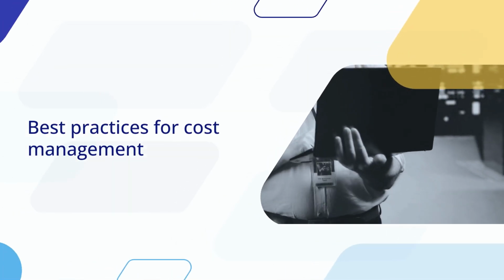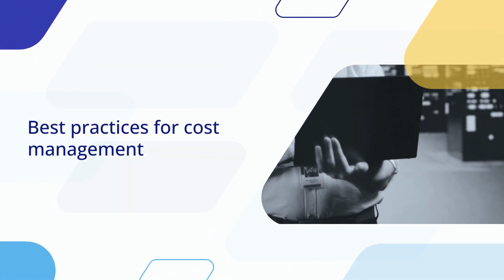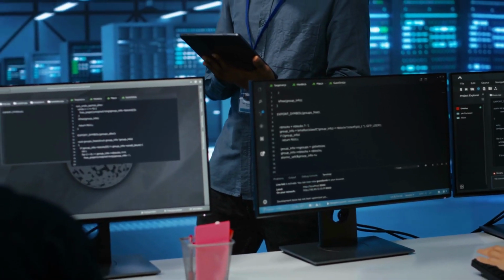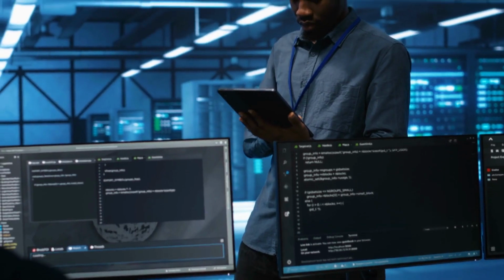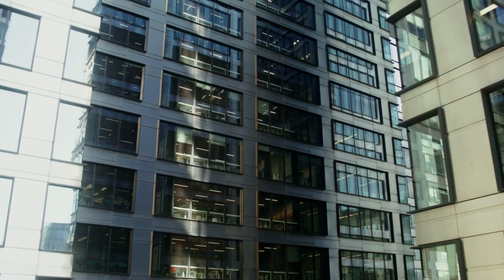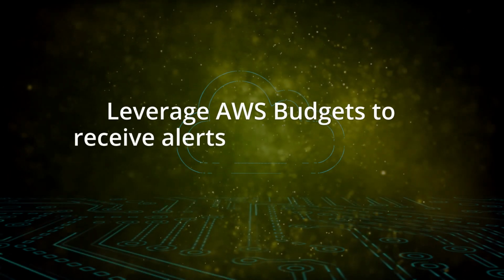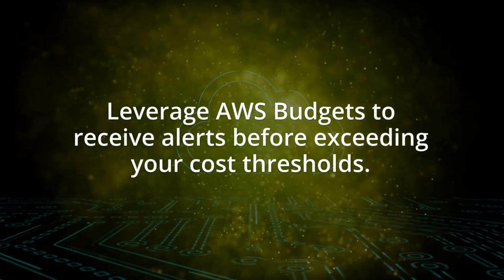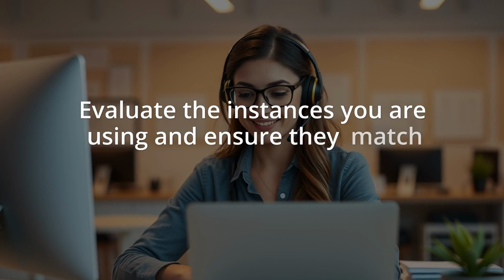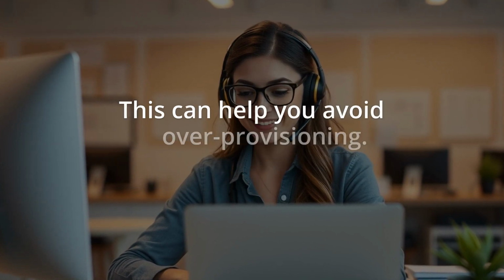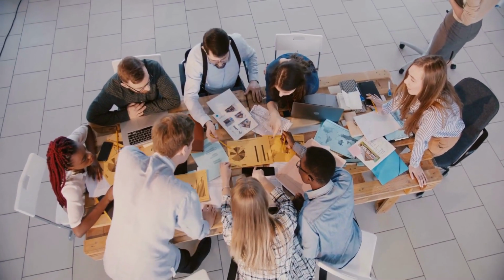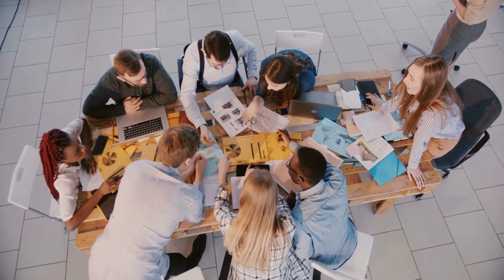Best practices for cost management. To effectively manage costs on AWS, consider these best practices. Monitor your usage. Regularly review your usage through the AWS Management Console and utilize tools like Cost Explorer to identify potential savings. Set budgets. Leverage AWS Budgets to receive alerts before exceeding your cost thresholds. Right-size instances. Evaluate the instances you are using and ensure they match the workload requirements. This can help you avoid over-provisioning. Use tags. Tag your resources effectively for better cost tracking and allocation, which can help in analyzing costs by department or project.